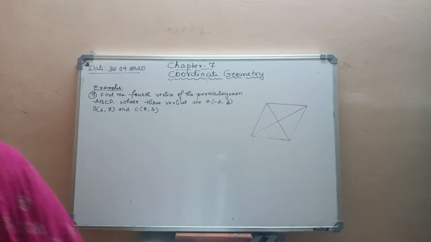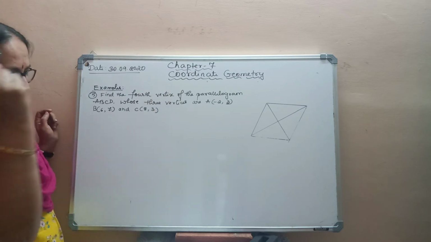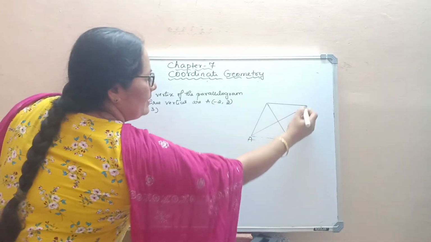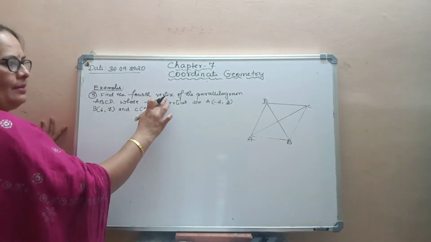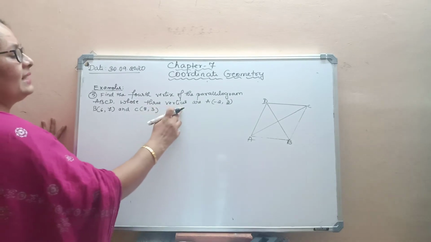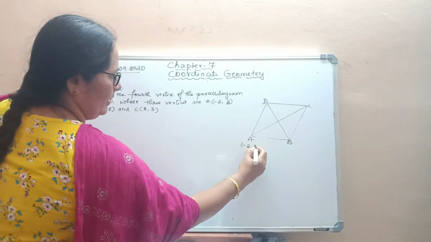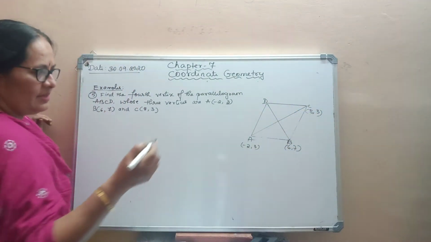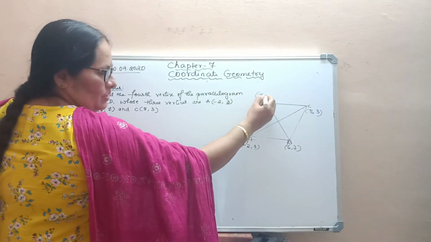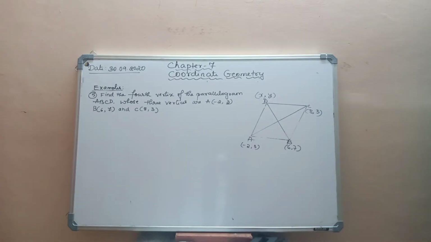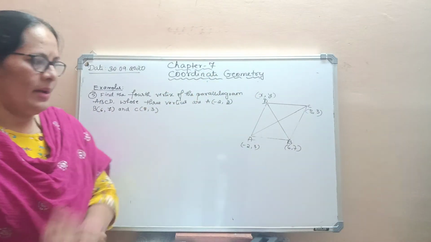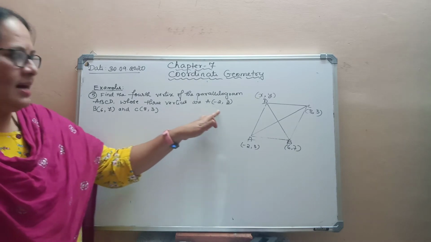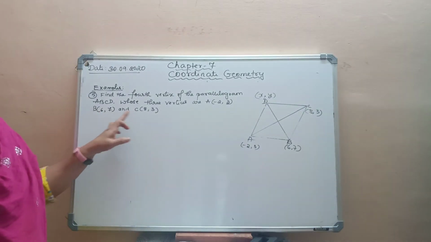Next example. Find the fourth vertex of the parallelogram ABCD. So ABCD is a parallelogram. You need to find the fourth vertex of the parallelogram whose three vertices are given as minus 2, 3, 6, 7 and 8, 3. So these are the three vertices given. You need to find the fourth vertex which you take as x and y. The fourth vertex is x, y.